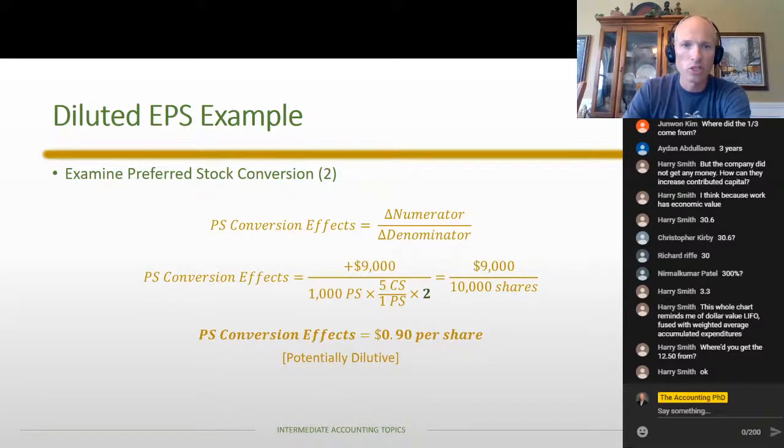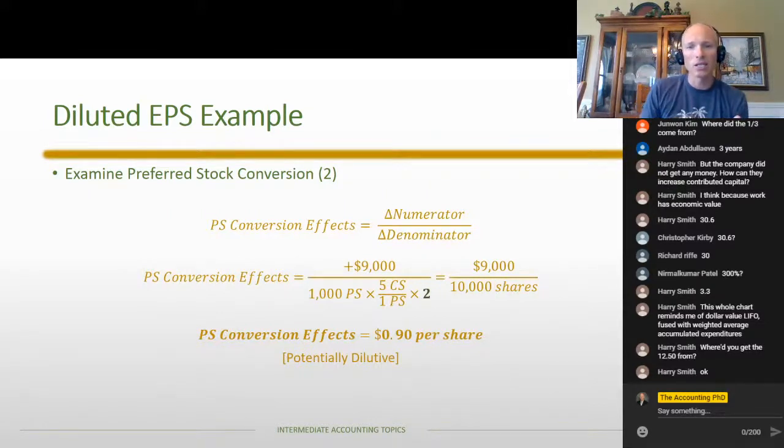There's a similar situation with the other preferred stock conversion. In this case, the preferred stock dividend is $9,000, and instead of being convertible into 7 shares of common stock, each share is convertible to 5 shares of common stock. Again, it needs to be split adjusted. And so what we see here is that the effect is 90 cents per share.